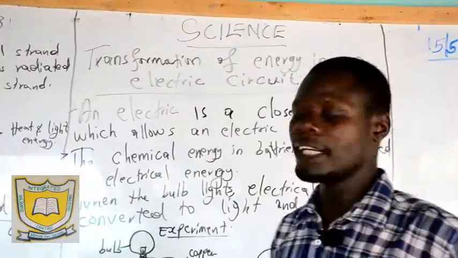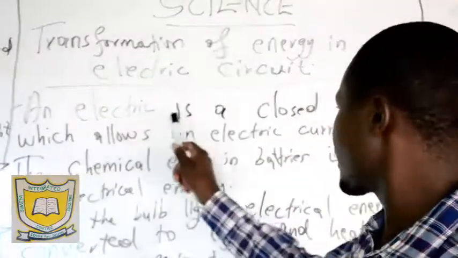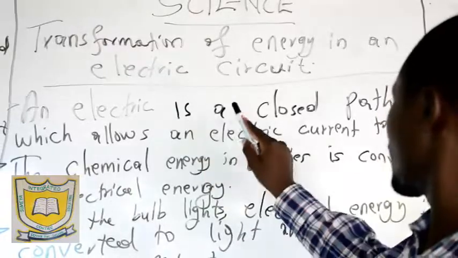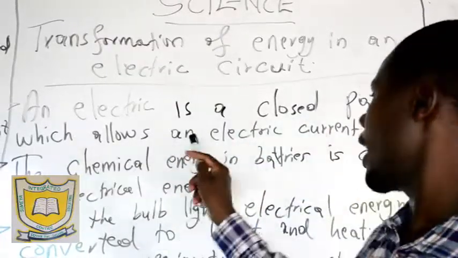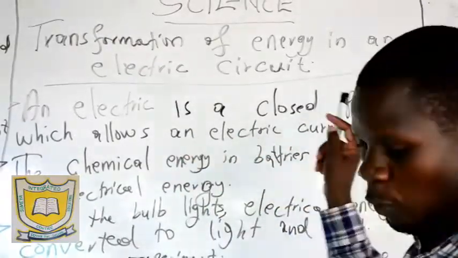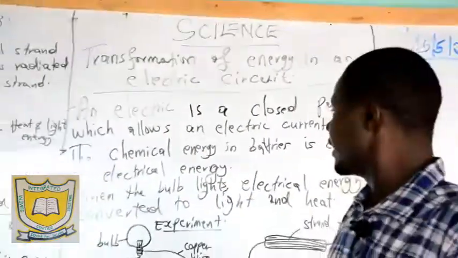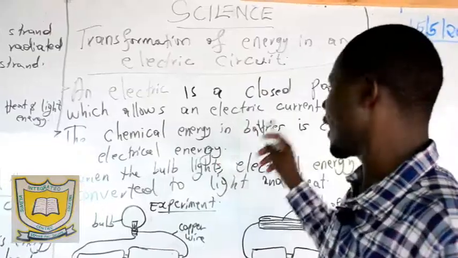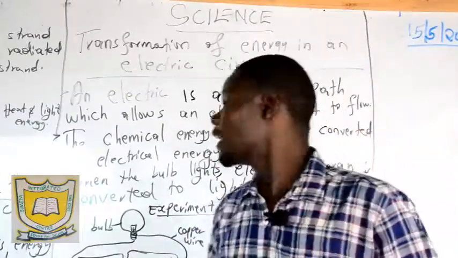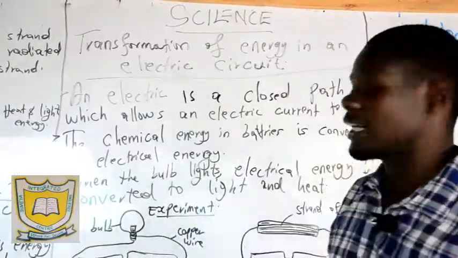Now, what is an electric circuit? An electric circuit is a closed path which allows an electric current to flow. We mean that when it is closed, the circuit is complete, then an electric current will pass through it. That is what we call an electric circuit.